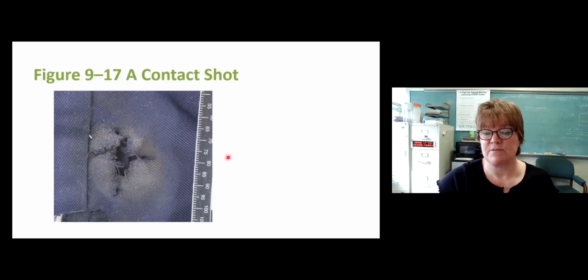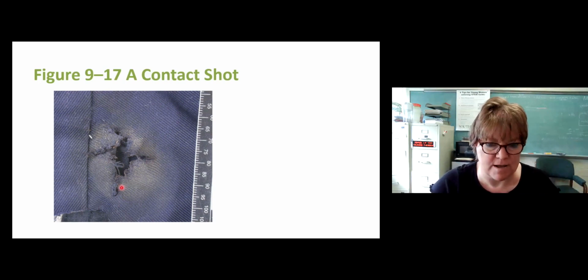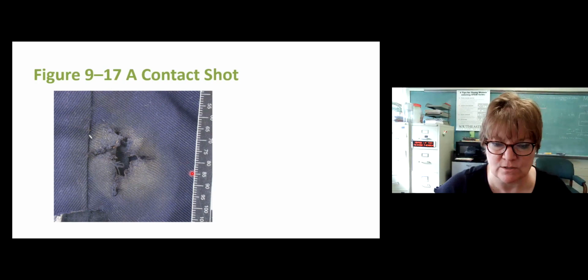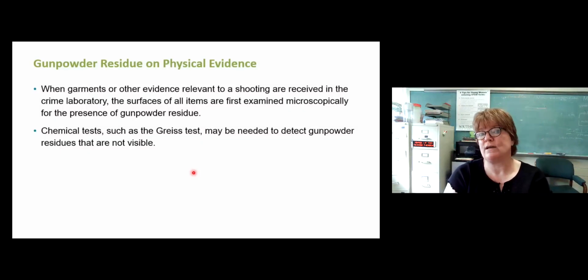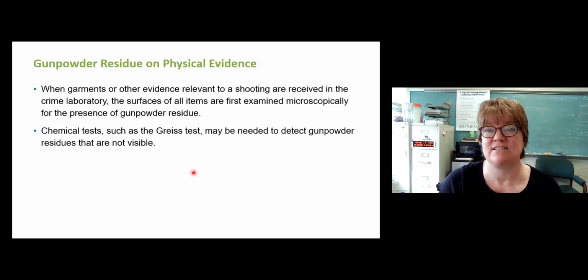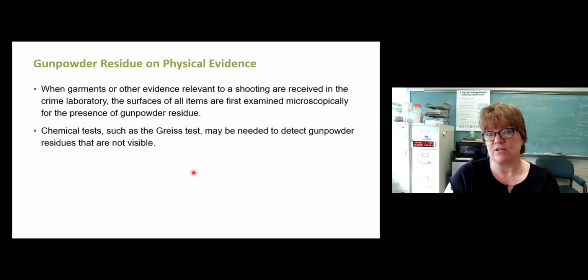This is another example of a contact shot. Again, that star-shaped pattern. This is going into a piece of denim before it went into the body, so you can see what it looks like. If I could do a chemical analysis on that residue, that might tell me something about the ammunition itself.